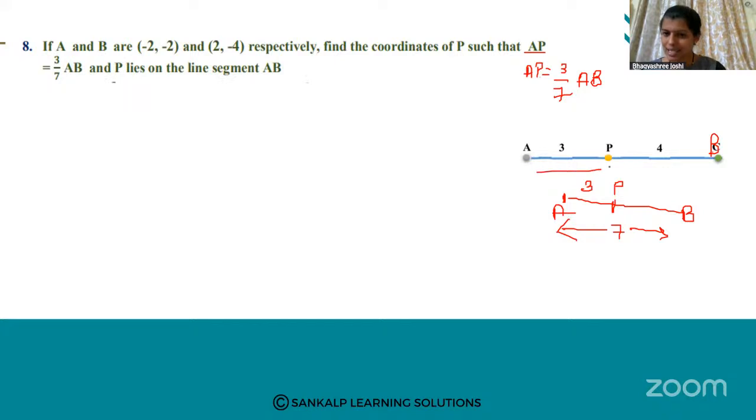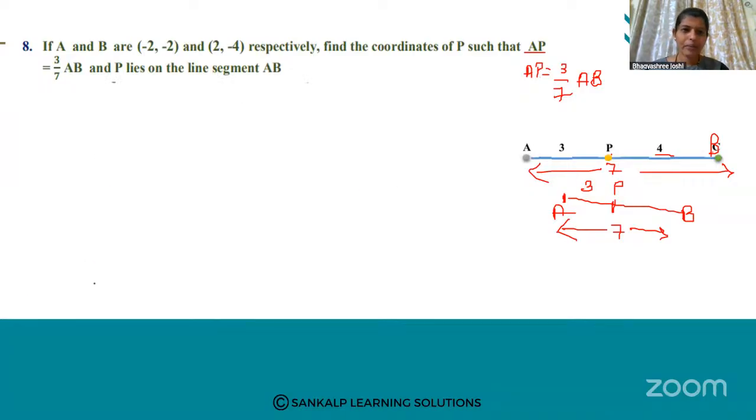The full distance is 7, divided into 7 parts, and AP has 3 parts. A to P is 3. Then what is P to B? Out of 7, 3 is already A to P, so P to B is 4. 3 plus 4 is 7. The full distance is 7, A to P is 3, and P to B is 4. Right?